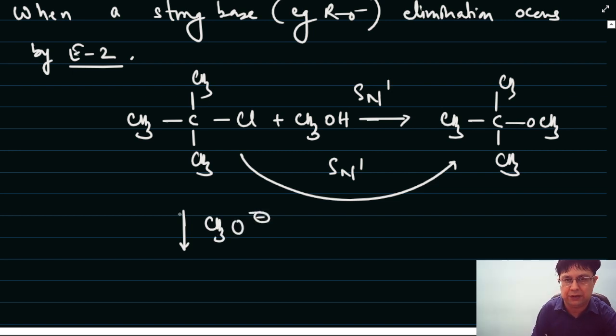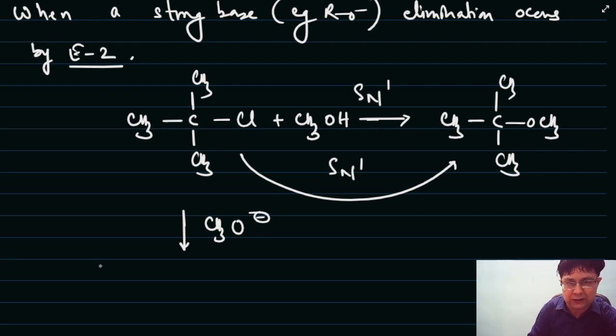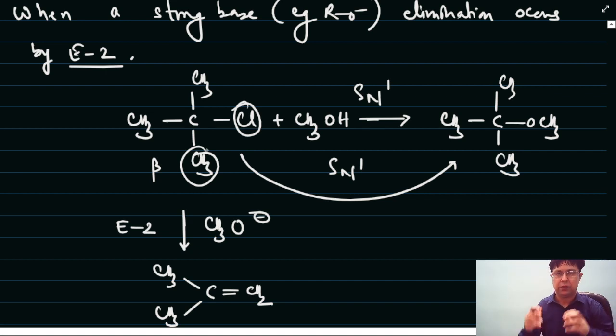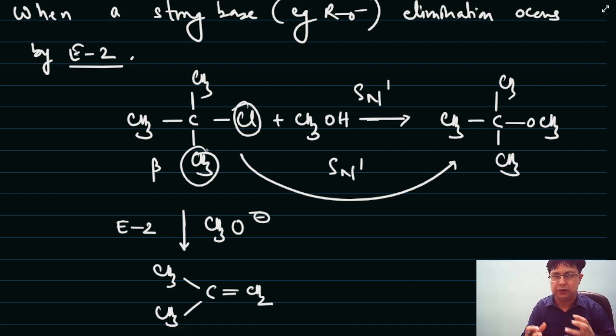We will say that CH3O minus इसका elimination कराएगा by E2 mechanism, and the product formed is isobutene, because these are the beta hydrogens with respect to the chloro group, causing elimination of this. So whenever the question is asked to you about the competition between substitution and elimination, these points will definitely help you.